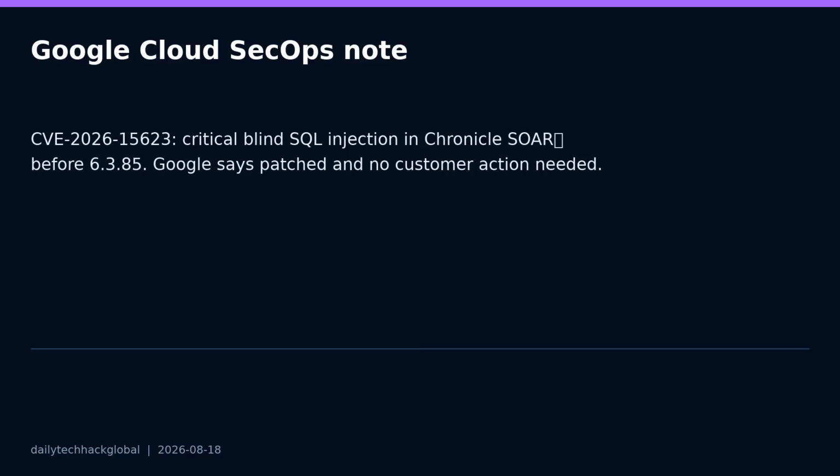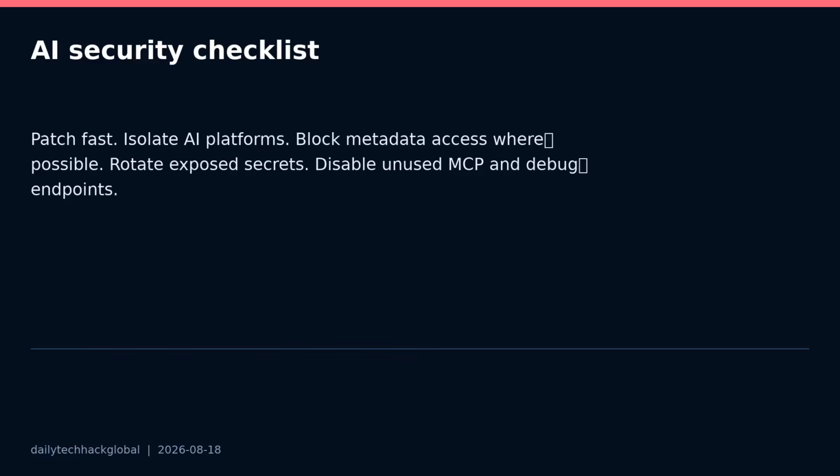A cloud security note, CVE-2026-15623 affects Google Cloud SecOps, Chronicle SOAR, versions before June 3, 85. NVD describes a critical blind SQL injection in a legacy dashboard widget API for authenticated attackers. Google says the issue was patched in version 6.3.85 and no customer action is needed.